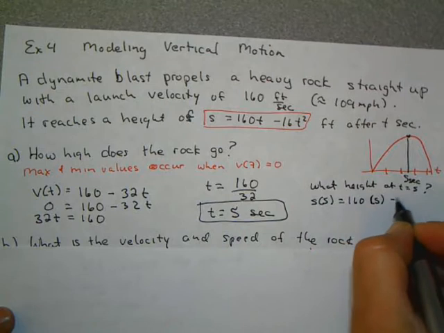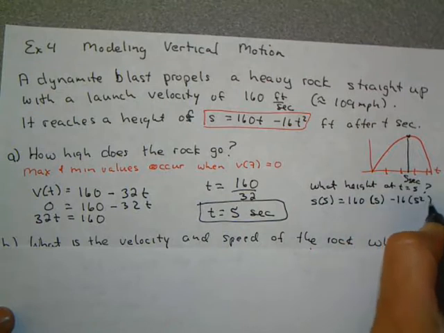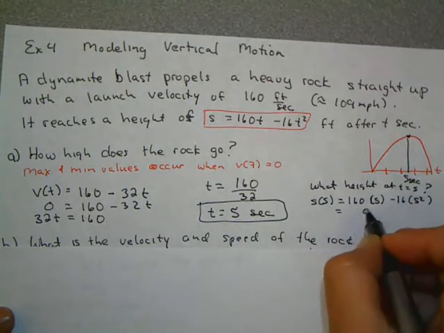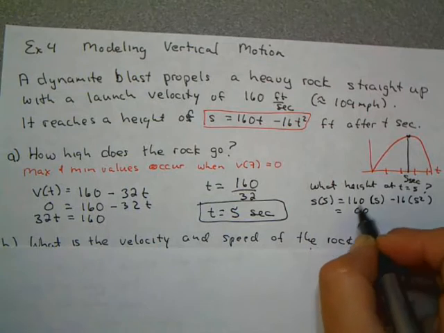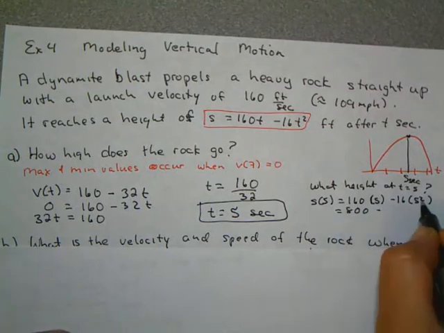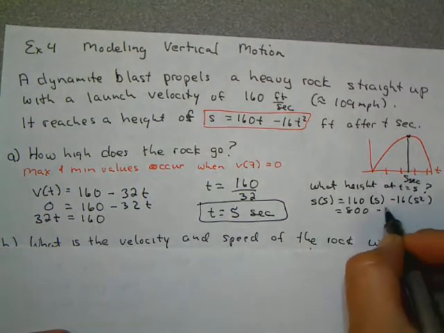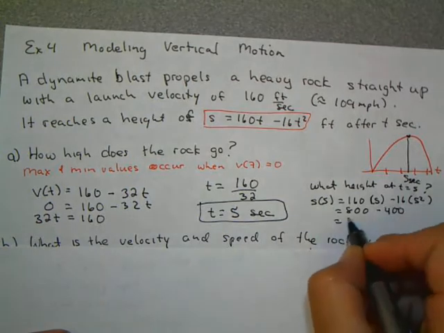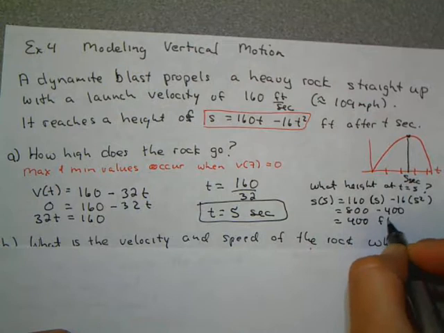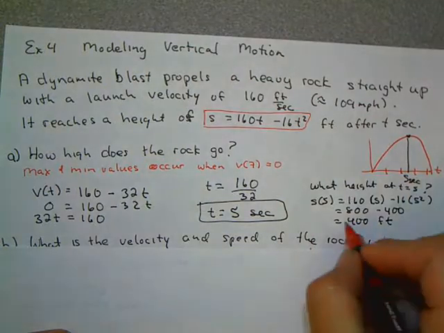5 times 0, 5 times 6 is 30, 5, 6, 7, 8. And I've got 16 times 25 here. Well, 4 times 25 is 100, so this must be 400. So it's going to reach a height of 400 feet. Notice we can do that without a calculator and without too much trouble.